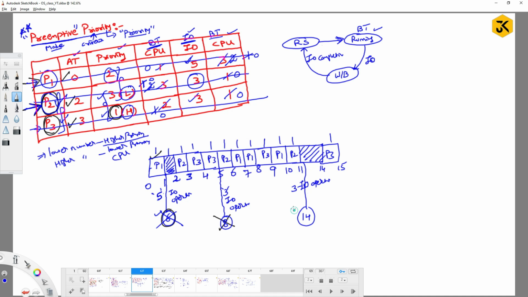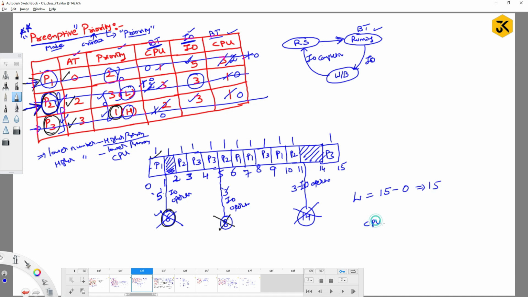Okay. So this way, your preemptive priority scheduling algorithm works for you if this kind of data set is given for you, right? What is schedule length here? Schedule length will be 15 minus 0, that will be 15.